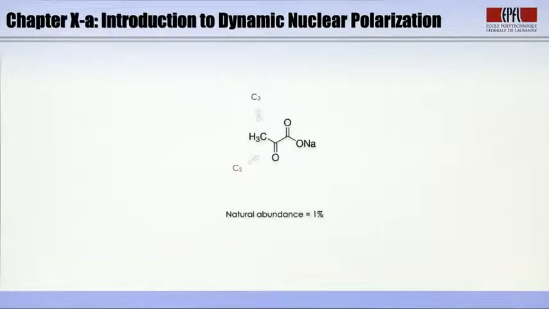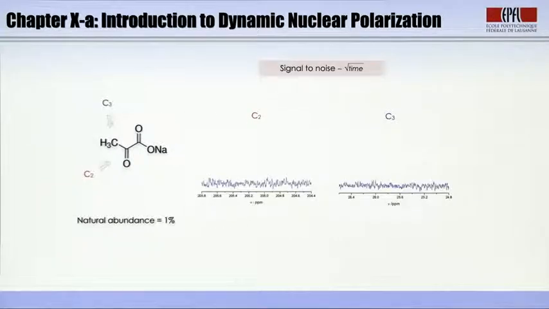Now, what if you want to look at the other carbons, those who are not labeled? So in natural abundance with about 1% C13. Well, this is the kind of spectrum you get. You see absolutely no signal because the signal to noise ratio only grows with the square root of time.